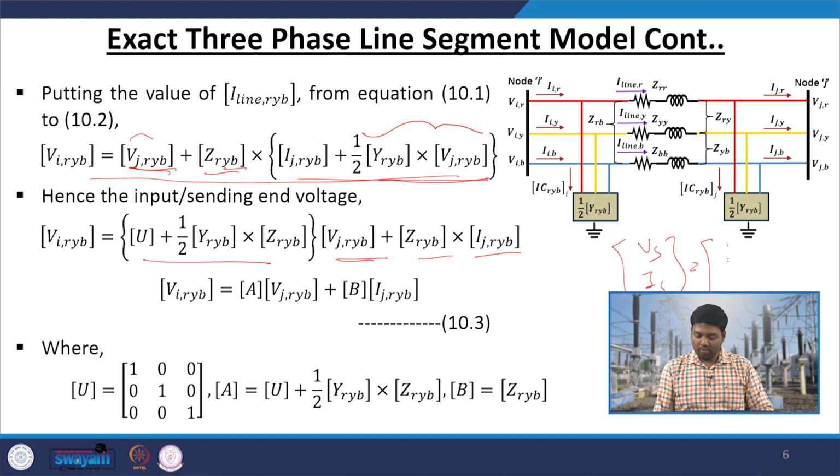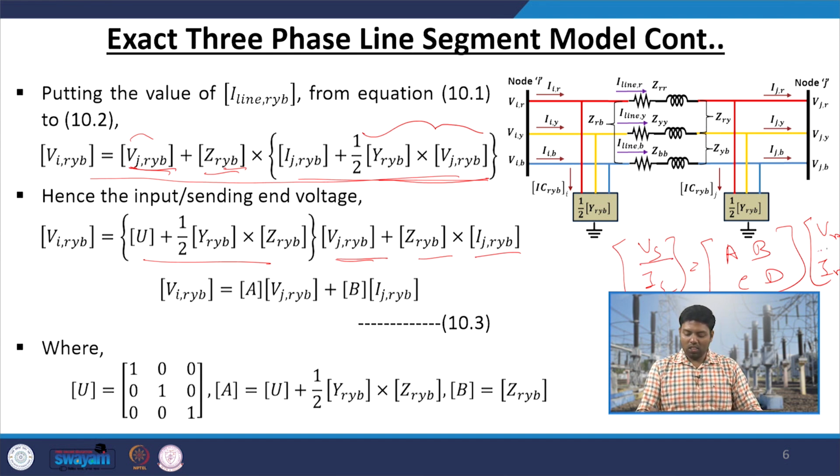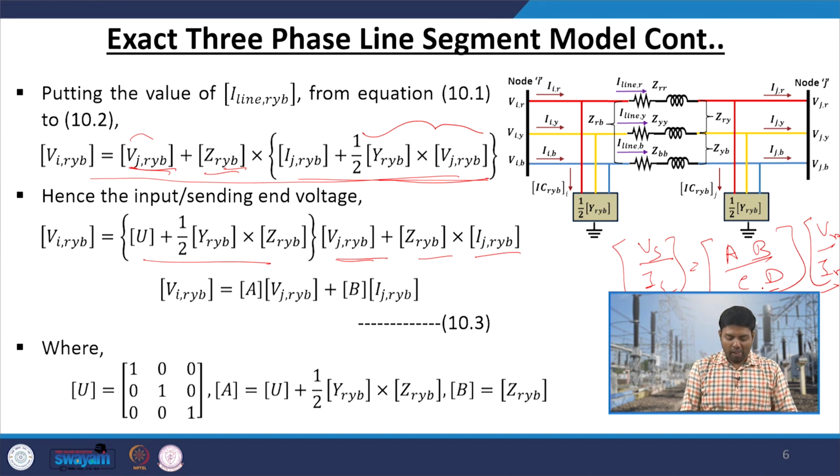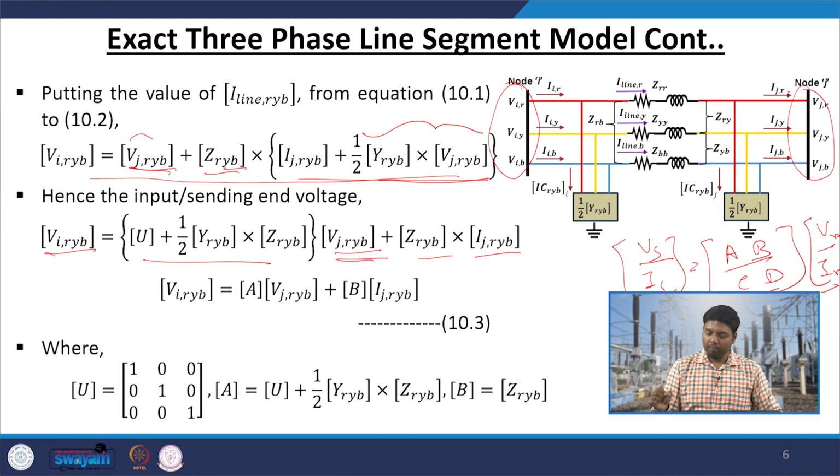in terms of A, B, C, D parameters of VR, IR, right. This is your sending end voltage, sending end current, this is your receiving end voltage, receiving end current, and that is represented with the transmission network two-port network parameters to represent the sending and receiving end voltage and current. So, V_I RYB, that is your sending end voltage, V_j RYB, that is your receiving end voltage, and they are related with this matrix. So, we can represent it as an A matrix.